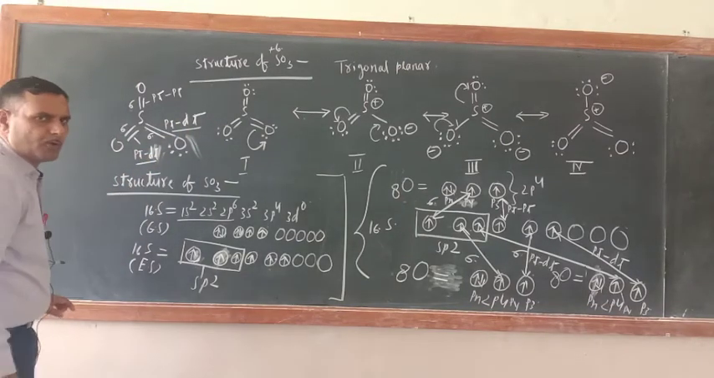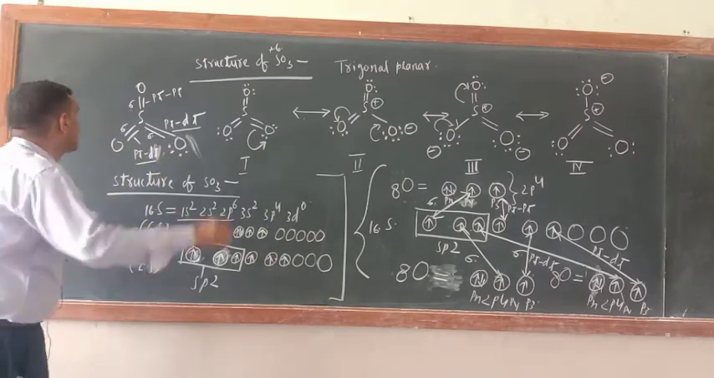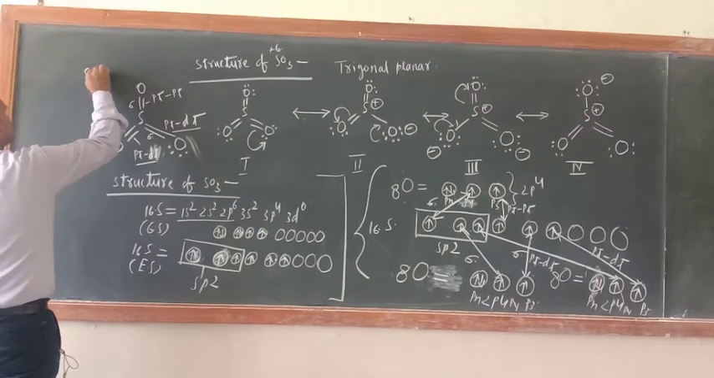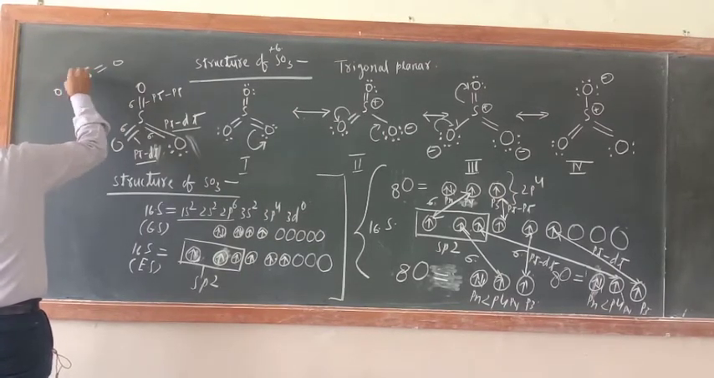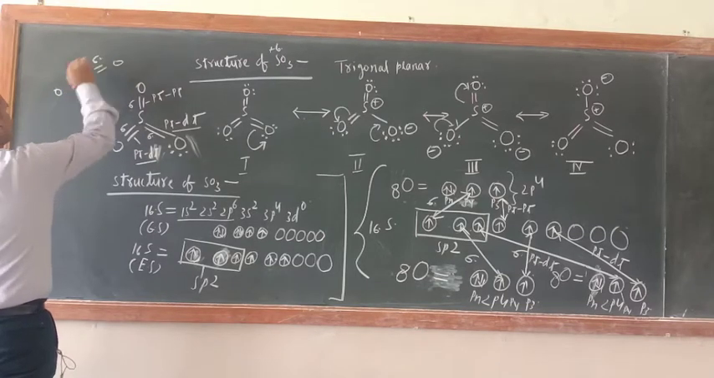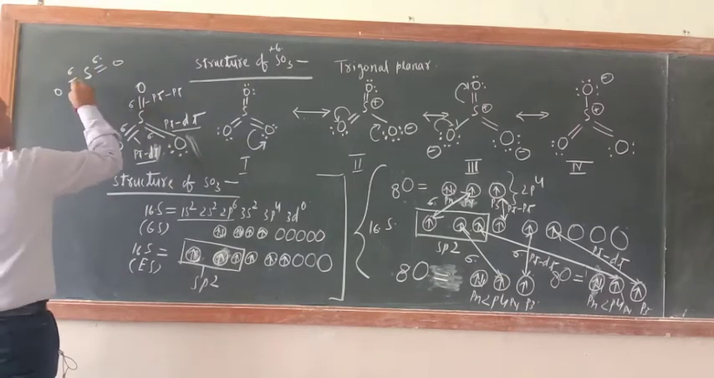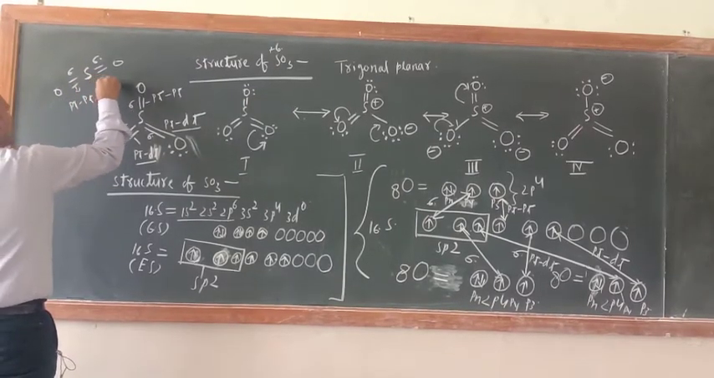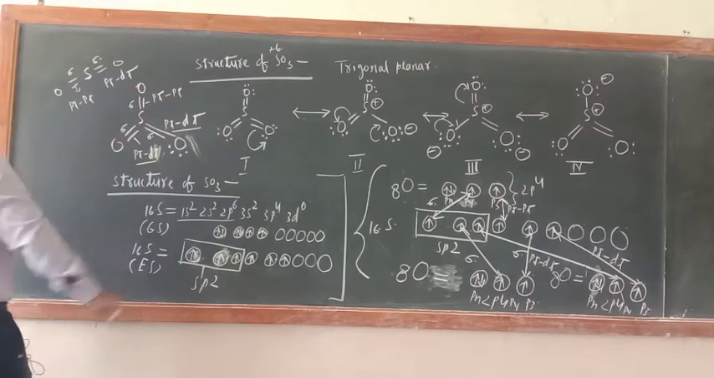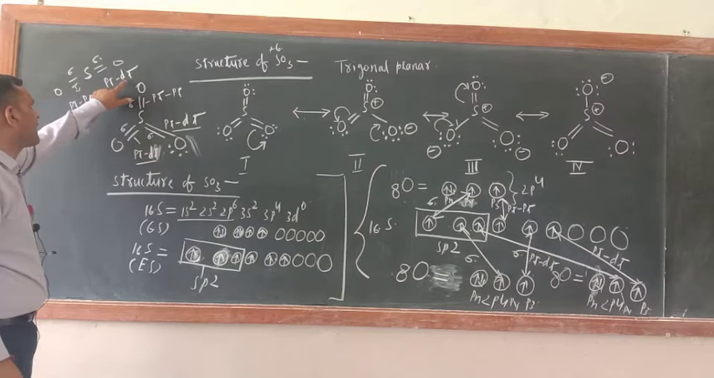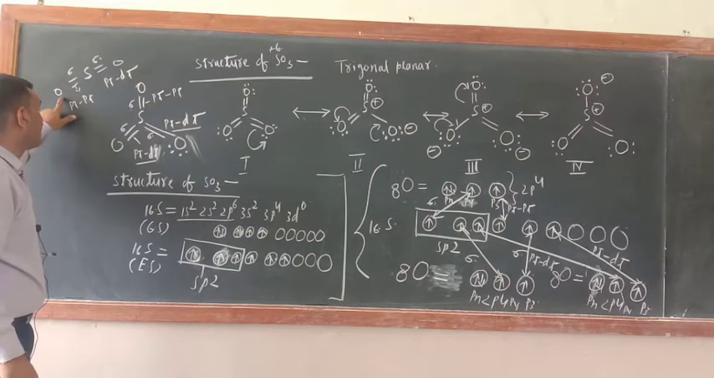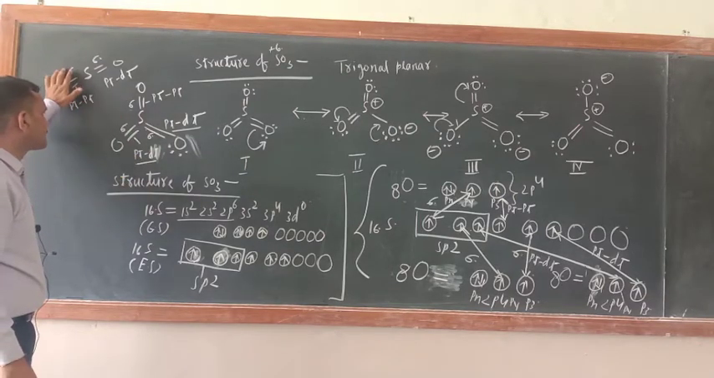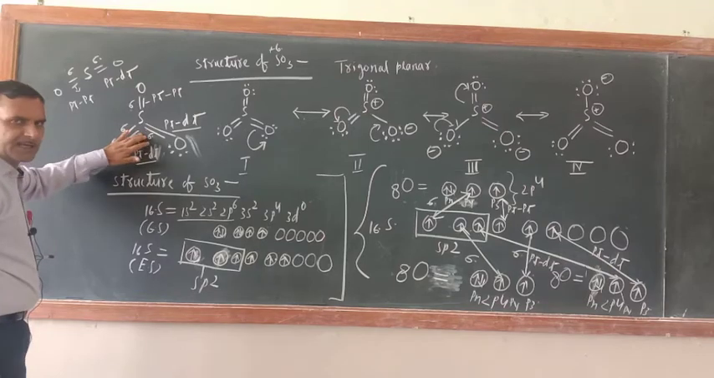In case of SO2, what was there? SO2 structure was like that. Yes, a double bond O. So sp2 hybridization means 2 sigma bonds. Now 2 pi bonds are there. So out of 2 pi bonds, one is P pi, another one is P pi D pi bond. So in case of SO2, only one P pi D pi bonding is there. In case of SO3, 2 P pi D pi bonding is there. Here 2 sigma bonds, here 3 sigma bonds. That is the difference.